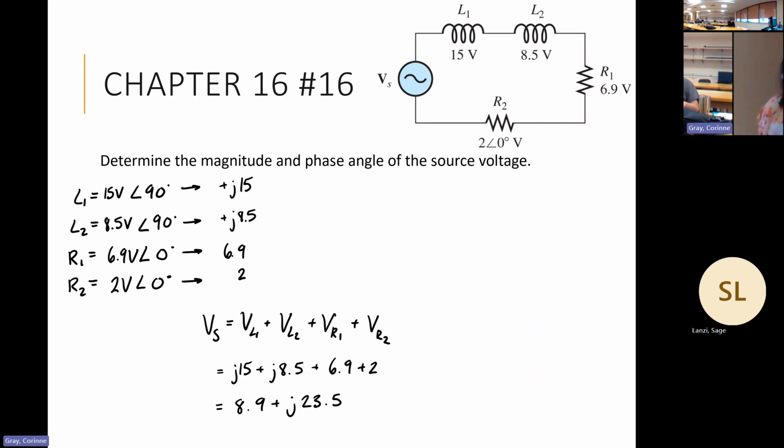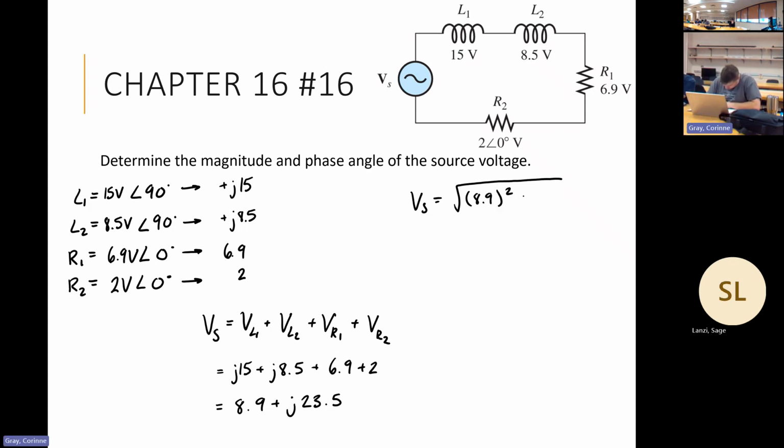This is not what we are being asked to solve for. We want the magnitude and the phase angle. So what do I need to do from here? Square both of them and square root. Yep, you get the magnitude. And then arctangent of j over real.